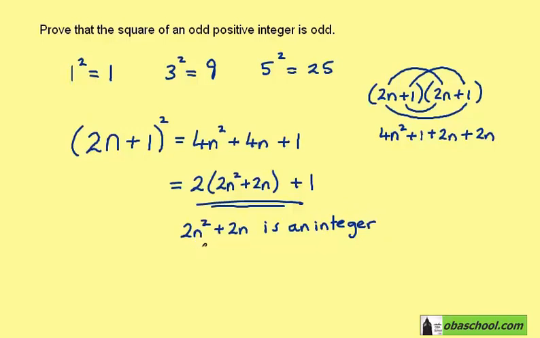If we multiply any integer by 2, we're going to get an even number. Remember, it's in the 2 times table, so it's even. And then adding 1 to an even number gives us an odd number.